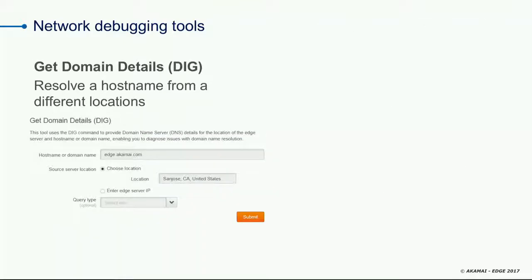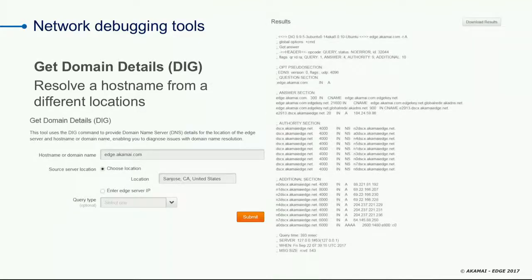So the next tool is the get domain details tool, or the dig tool. What this does is, you want to know from a particular location in the world what the resolution is like, right? So all that you need to do is add the host name or the domain name in here, and choose the location from which you want to resolve this particular host name. Once you click on submit, it shows you the resolution of that particular host name.